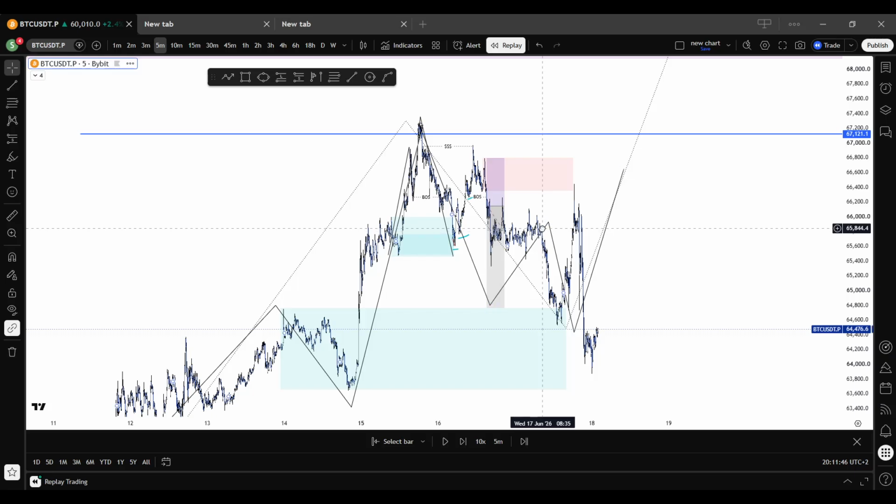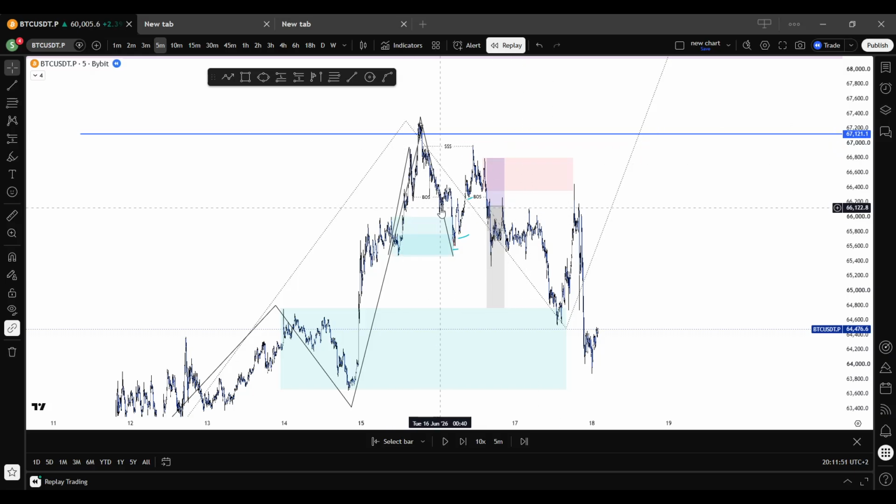And now I want to go over the next trade that was around here. Let me just clean the chart up because it's kind of messy.